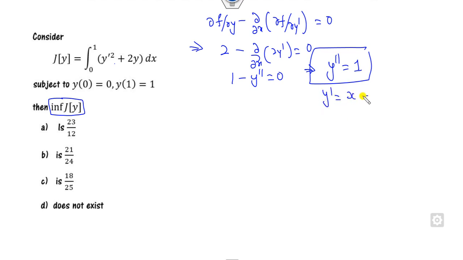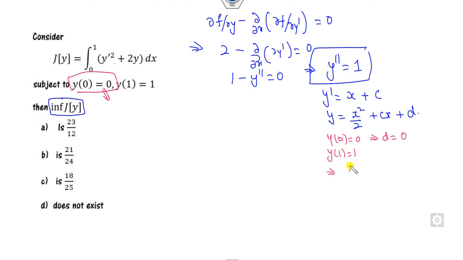So y dash is x plus a constant, or you can say y is x square by 2 plus cx plus d. Now y of 0 is 0, so d is 0. y of 1 is 1, so 1 over 2 plus c is equal to 1. c is half. So the solution is (x square plus x) over 2.